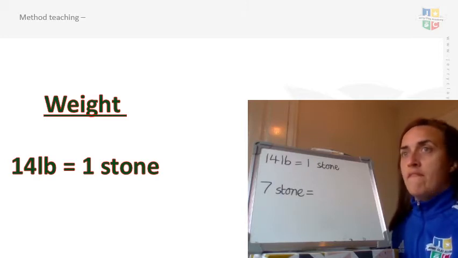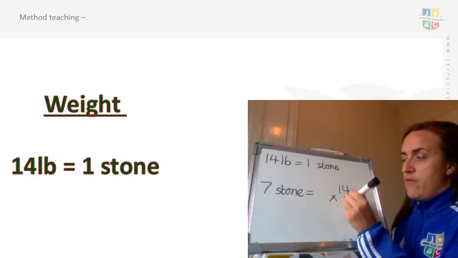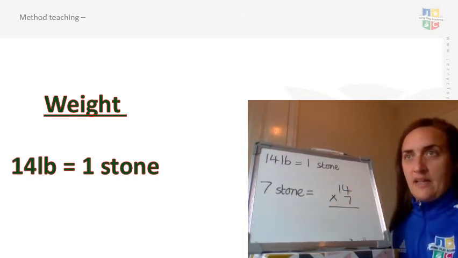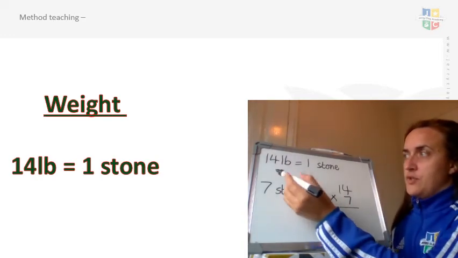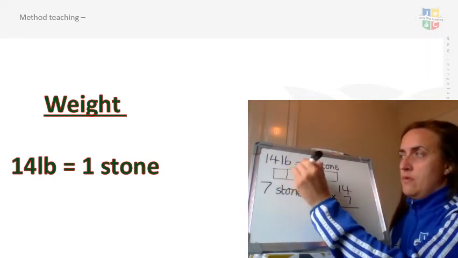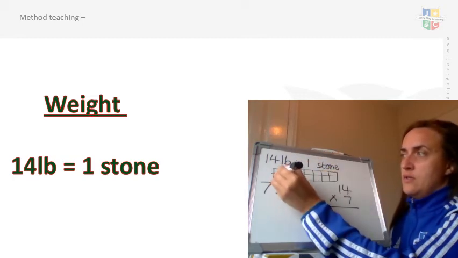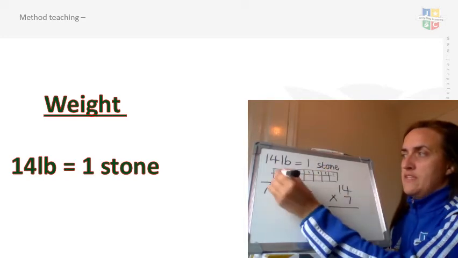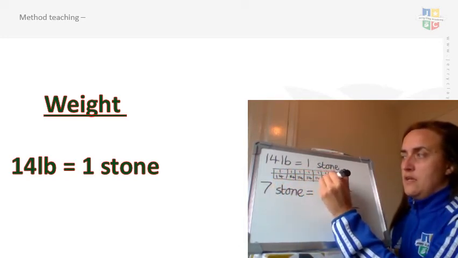It would be 14 times 7. So you may need to do more of a written method to help you to calculate that. 14 lots of 7. So every stone, you could draw yourself a bar model again if you want to do. 7 stones, because we know that we need 7 of those, so 1, 1, 1, 1, 1, 1, 1, and there's 14 pounds in every one. So we need to do 14 times 7.